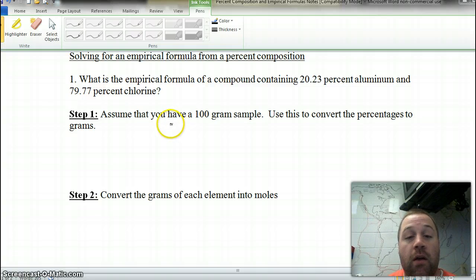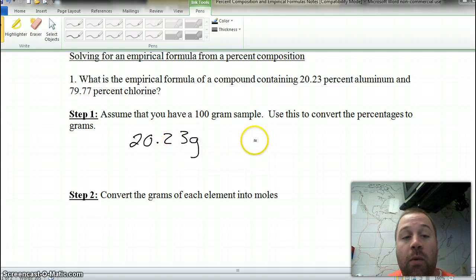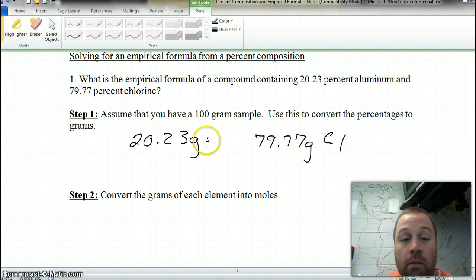percentages to grams. So if we assume we have a 100-gram sample, and we have 20.23% of that is aluminum, then 20.23 grams of aluminum would be in 100 grams. Same thing with chlorine. If 79.77% of our compound is chlorine, and we have 100 grams, that means 79.77 grams of chlorine. This is aluminum. So that's the first step.